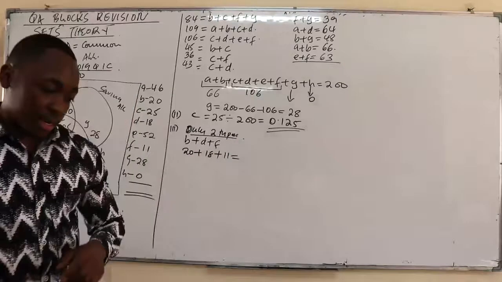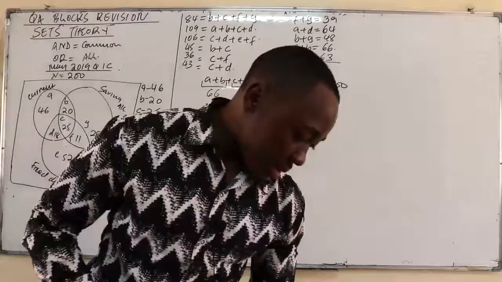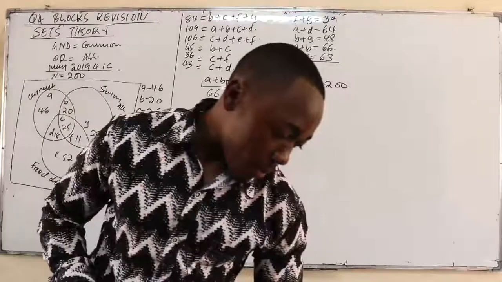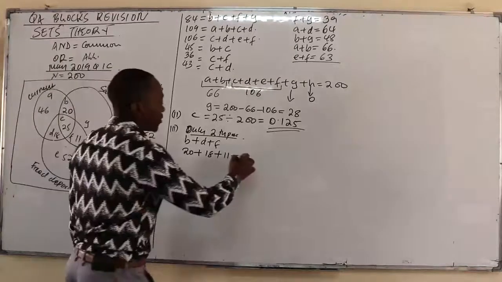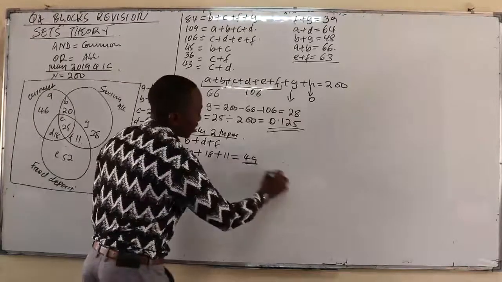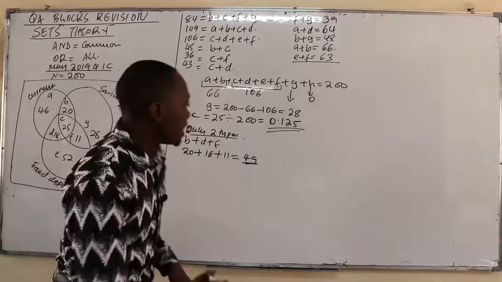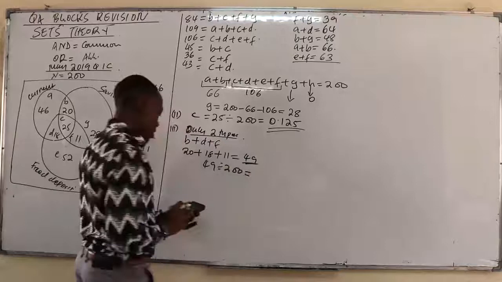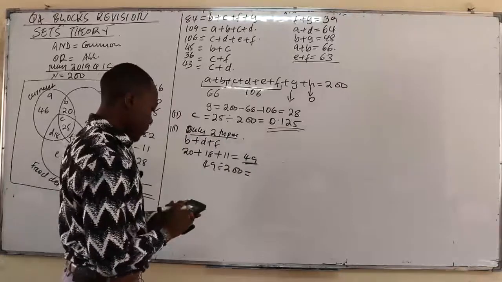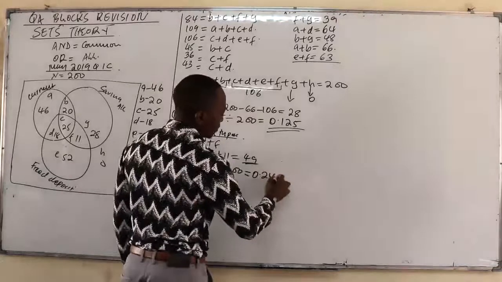Probability that customers operate only 2 types. So that is 20 plus 18, you add 11, you get 49, but they want a probability. So probability, you take 49, you divide by 200. The probability is 0.245.